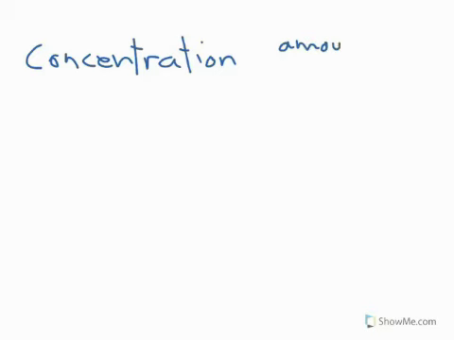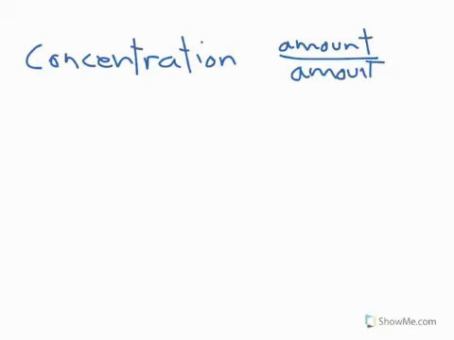This video is just about molarity and what it is. Okay, so molarity is a form of concentration. And when we talk about concentration, we're talking about an amount per an amount. So we always have two units.